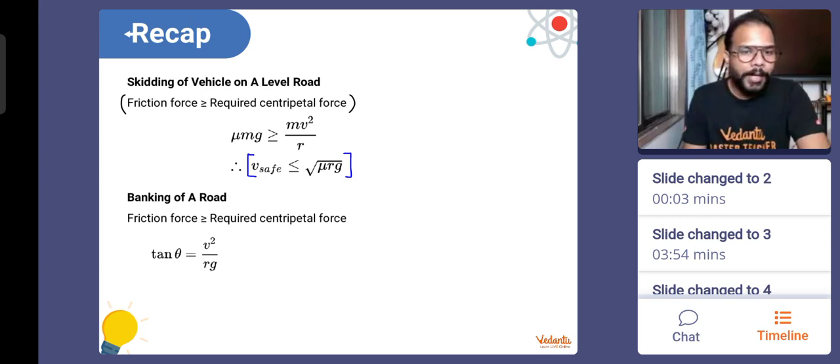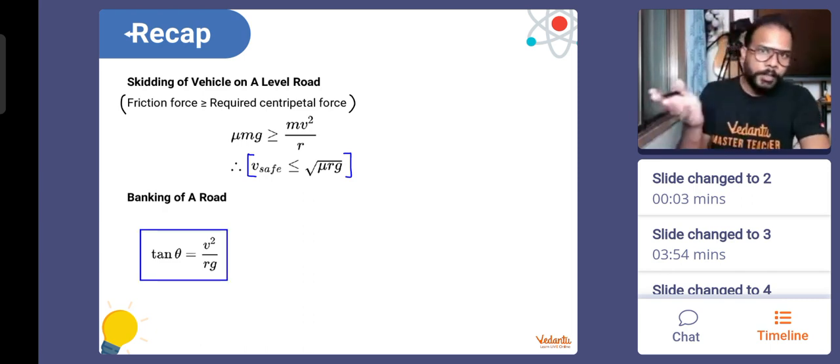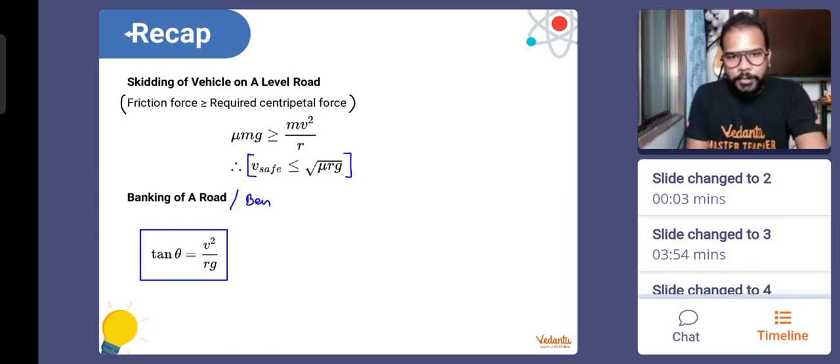But if you do not want to rely completely on friction, then you will have to bank your roads so that it's not the force of friction which will provide the centripetal force, it will be the normal force. In that case, the banking angle is calculated as v square by rg. This is also the same case for a cyclist. Bending of a cyclist is based upon the same thing, we spoke about this.